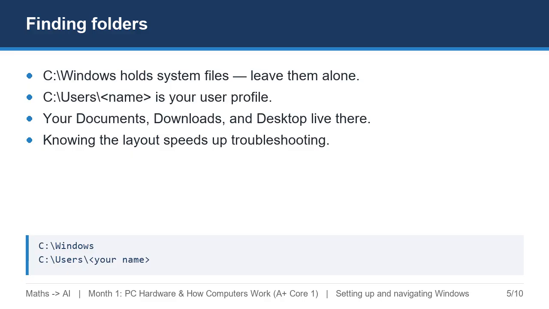Two folders matter most. C:\Windows holds the system files, so do not delete anything in there. C:\users\your name is your user profile, and that is where your documents, downloads, and desktop folders actually live. Knowing this layout saves you real time when you are hunting for a user's missing file.